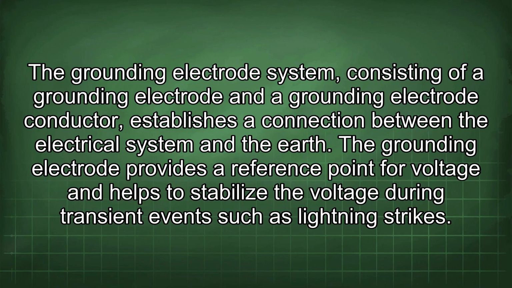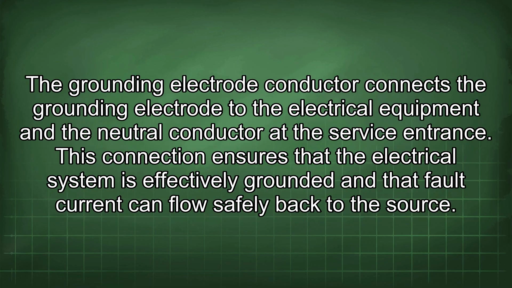The grounding electrode system, consisting of a grounding electrode and a grounding electrode conductor, establishes a connection between the electrical system and the earth. The grounding electrode provides a reference point for voltage and helps to stabilize the voltage during transient events such as lightning strikes. The grounding electrode conductor connects the grounding electrode to the electrical equipment and the neutral conductor at the service entrance.